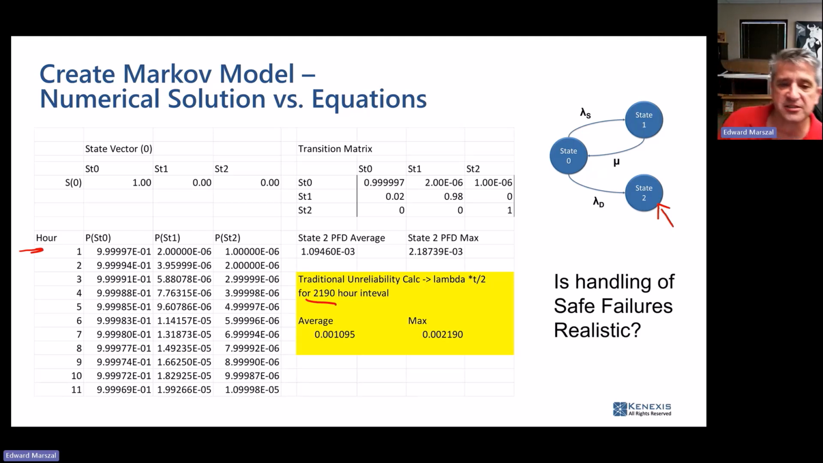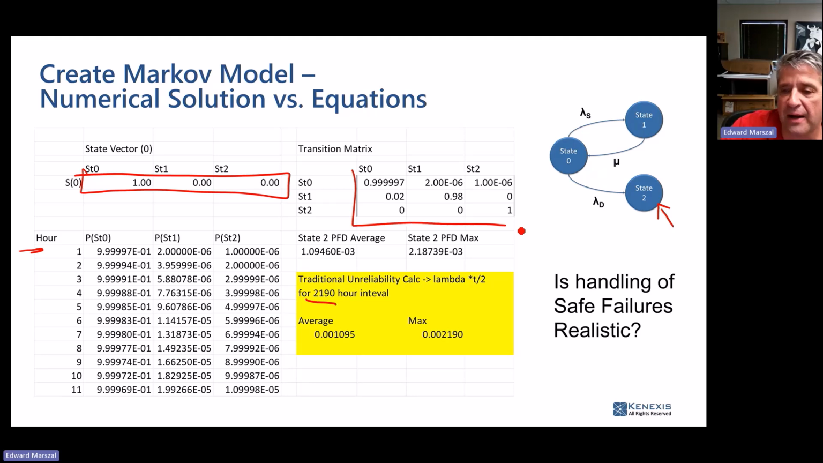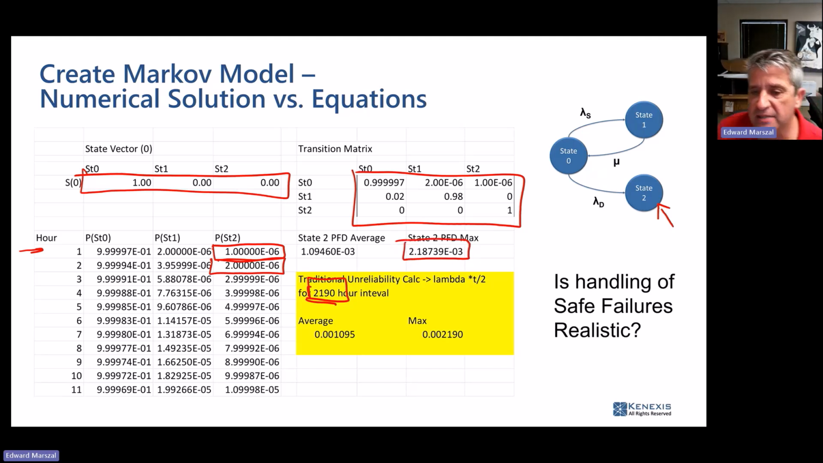So what the spreadsheet is doing is you're taking your state vector, you're multiplying it by your transition matrix, and you're doing that once for each hour. So after the first hour, this is the probability I'm in state 2. After the second hour, this is the probability that I'm in state 2. And you do this matrix multiplication 2,190 times to know where you're at the end of 3 months. And the answer is the probability that you're in state 2 is 2.18739 E minus 3.